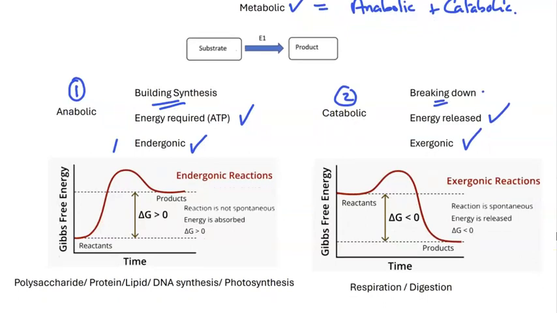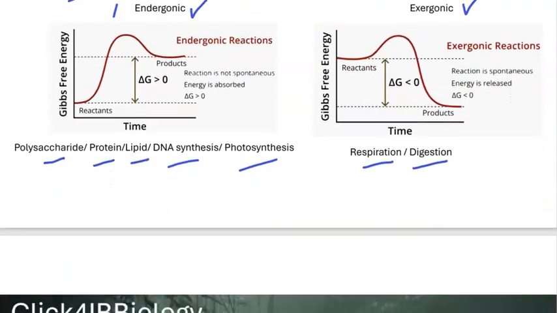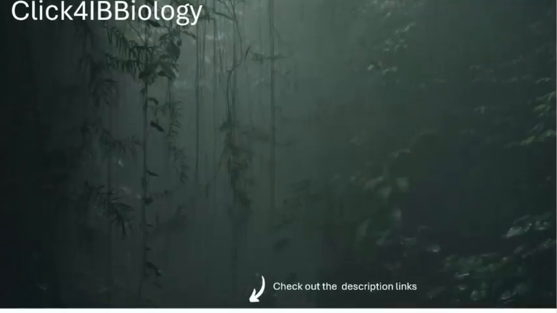Just as a final thought, typical building, synthesizing anabolic things are where we join sugars together to make polysaccharides, amino acids together to build proteins, building lipids, making DNA, and the process of photosynthesis. And in contrast, processes which are catabolic, breaking molecules down, would be respiration and digestion. So these processes will be covered during the biochemistry course in more detail.